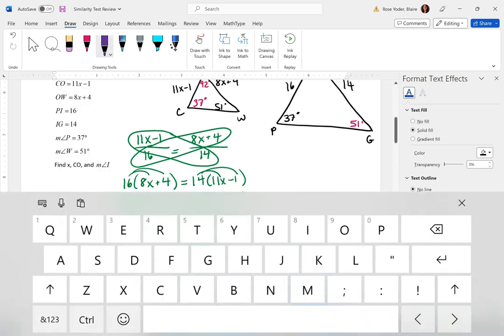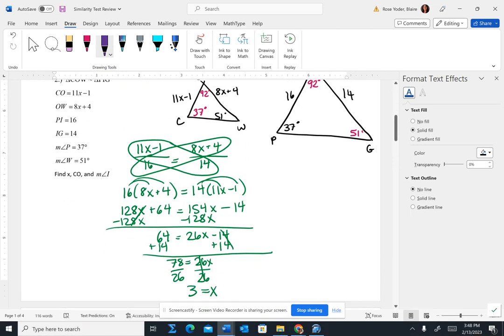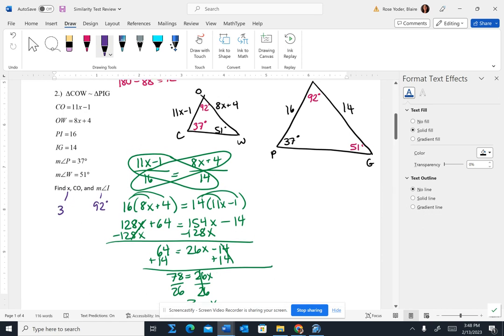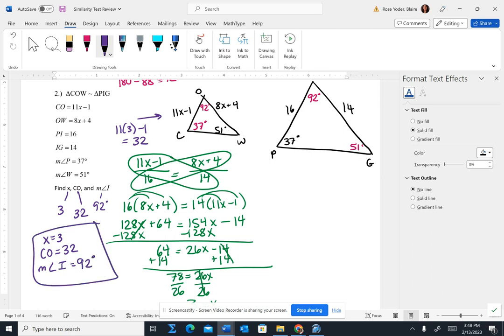We have the measure of angle I was 92 degrees. We have x, that was 3. And then all we have left is to substitute it in to find CO. So I want to do 11 times 3, now that we know that x is 3, minus 1. 33 minus 1 is 32. So CO is 32. X is 3, CO is 32, measure of angle I, 92 degrees. And that's it.